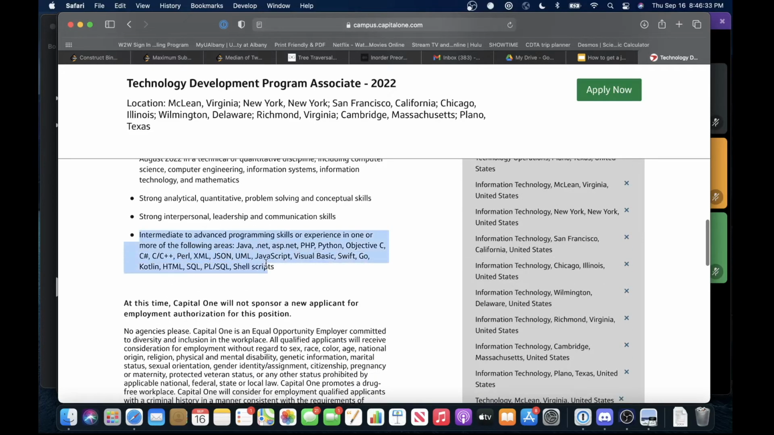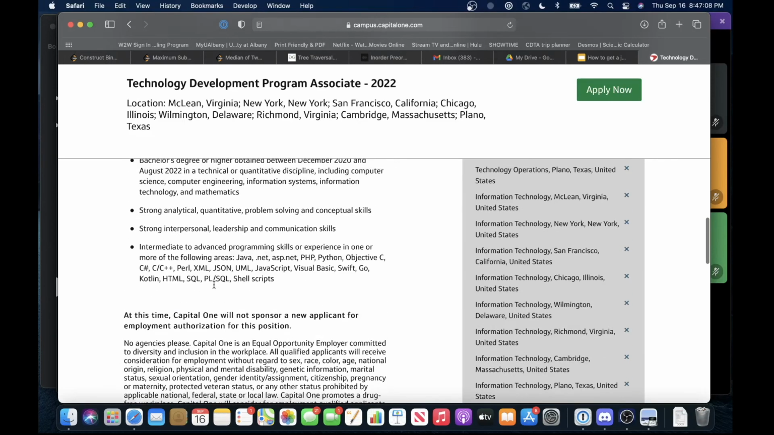And then down here, intermediate to advanced programming skills in any of these languages. So Java, Python, C, UML, JSON, JavaScript, SQL, HTML. You can get experience with all of these, especially Java, just by being a student at UAlbany. HTML would be like informatics, and then the rest you can get from computer science courses here.